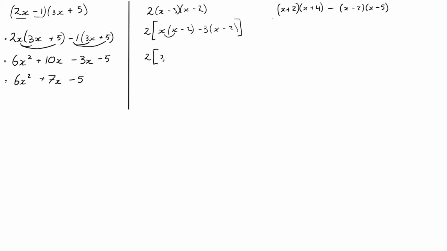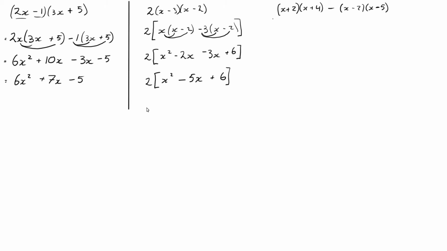X times x gives us x squared. X times minus 2 is minus 2x. Minus 3 times x is minus 3x. Minus 3 and minus 2 give us positive 6. And then finally, well, actually there's one more step. Let's collect the like terms. X squared minus 2x take 3x is minus 5x, and we've got plus 6 at the end.